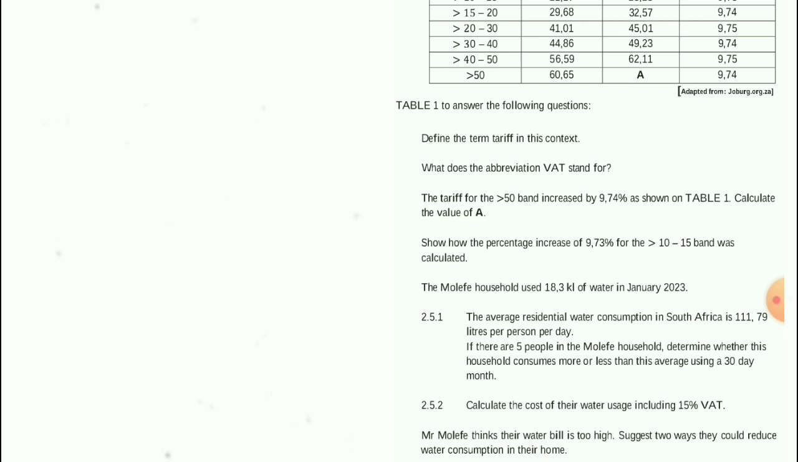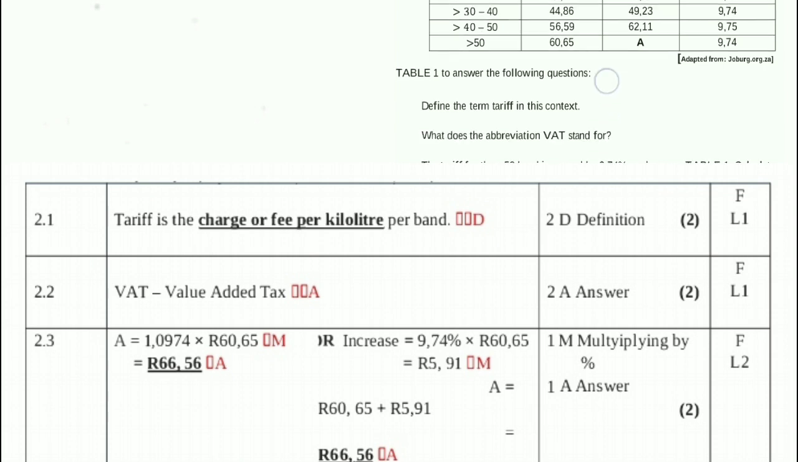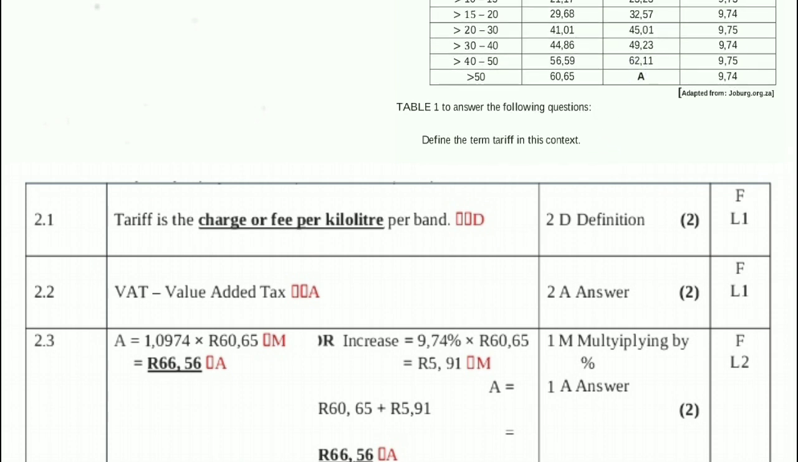You simply say 9.74% multiplied by 60.65, and then you're gonna find the percentage amount, which is 5 rand 91. Now you have found the increase, the amount that you're gonna use as the increase, and you're simply going to add it. Obviously, you're gonna say 60 rand 65 plus 5 rand 91. Then you're gonna get the answer 66.56. So this one is easy, guys.